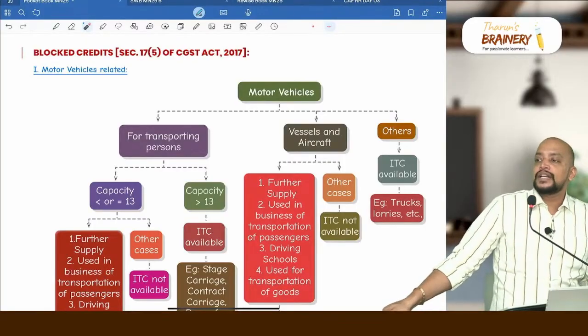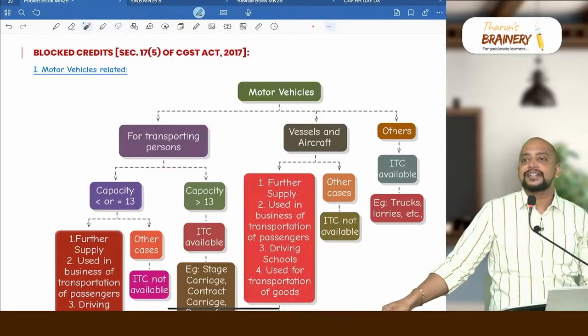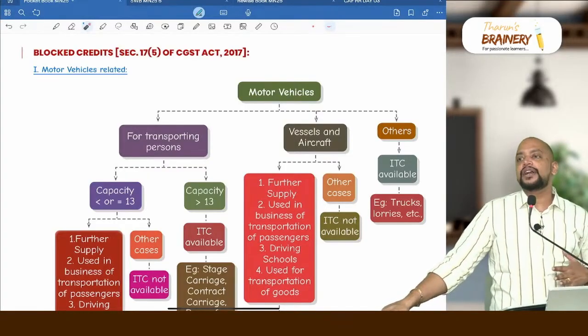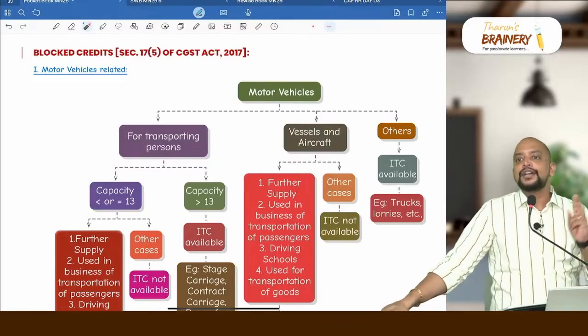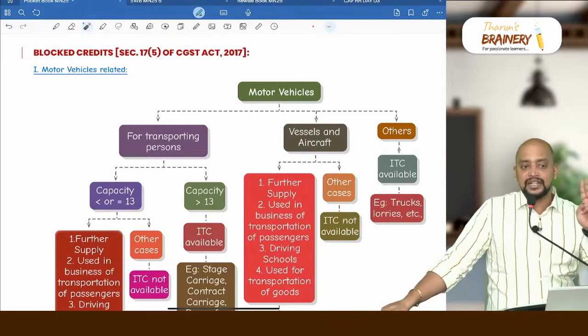Blocked credits means what? Even though there are some inward supply used for business purpose, but you cannot take ITC with respect to these inward supplies. That is known as blocked credits. So blocked credits are divided into 3 parts. Number 1, motor vehicle related block credit. Number 2, that is construction related block credit. Number 3, other blocked credits.